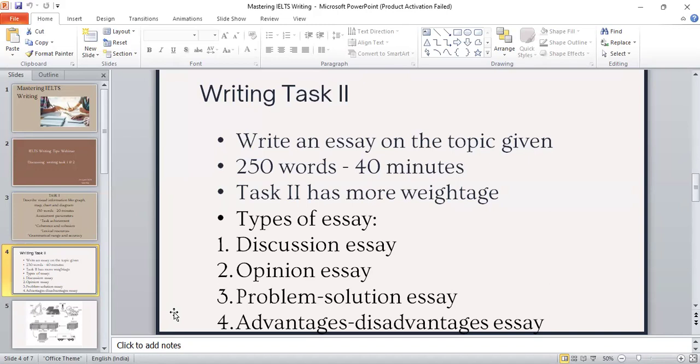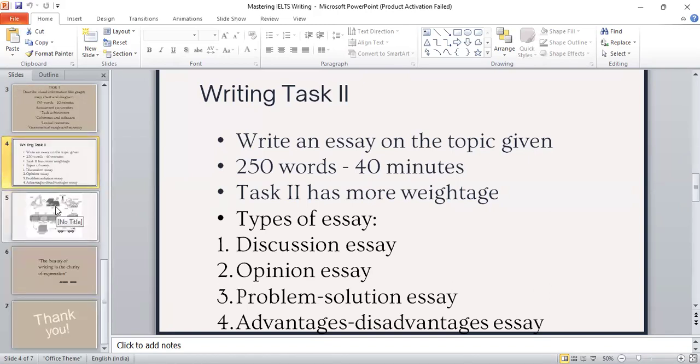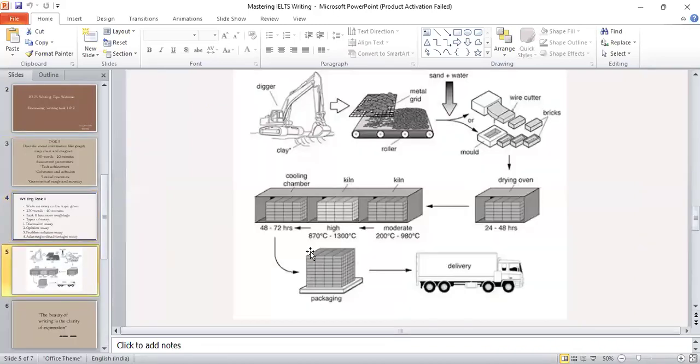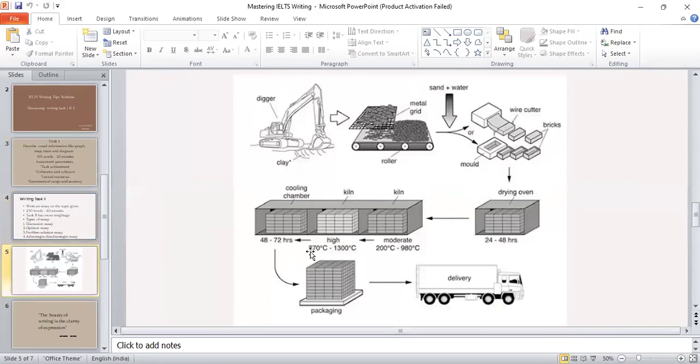We'll discuss one writing task 1 and writing task 2 also. So let me change the slide. Okay, can you see a process chart here?